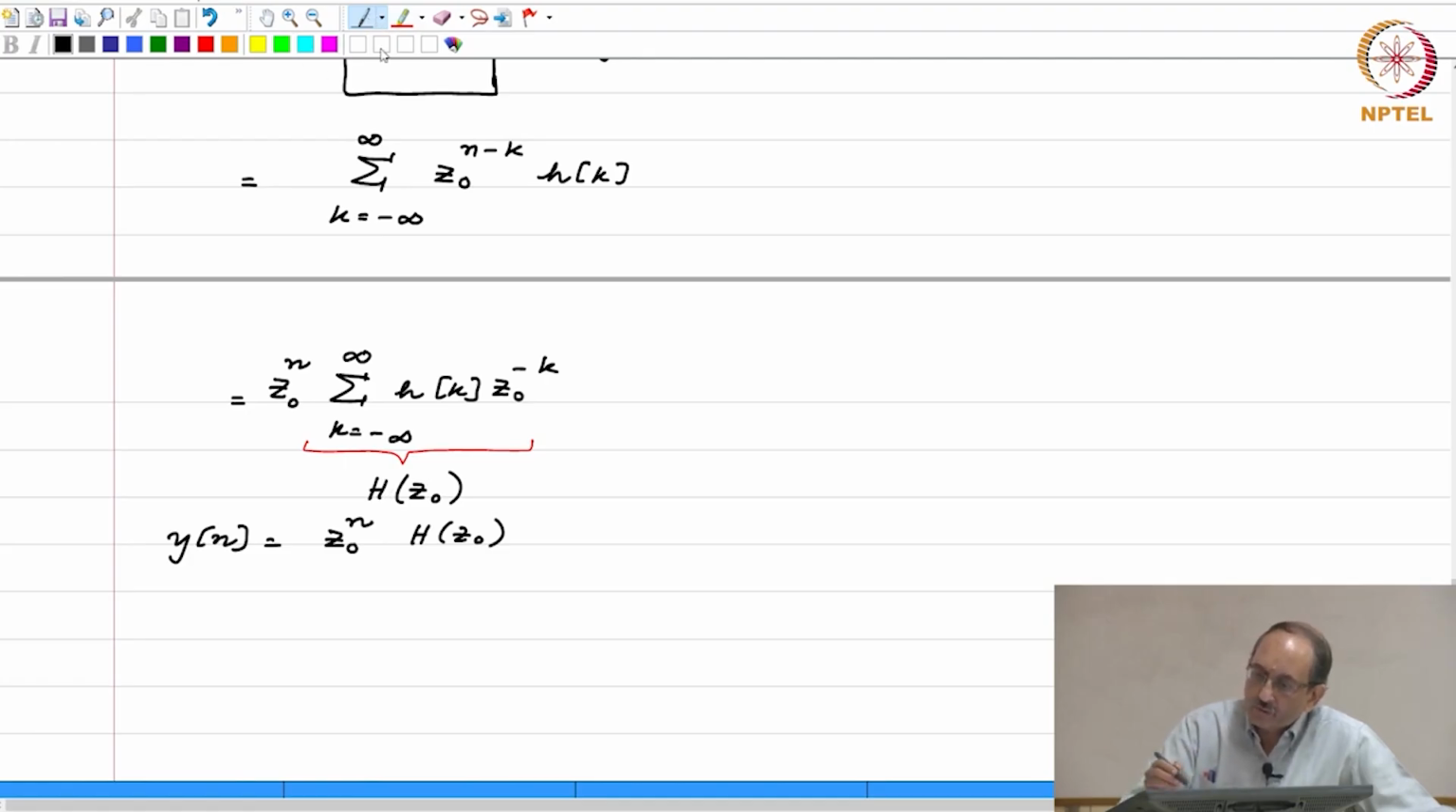So, if you look at this particular output for the given input, the input was z naught to the n, output also is z naught to the n, except that it is modified by a constant which is complex in general. And if you apply an input to an LTI system and you get exactly the same signal as the output except for a scale factor, this is called an eigen signal.